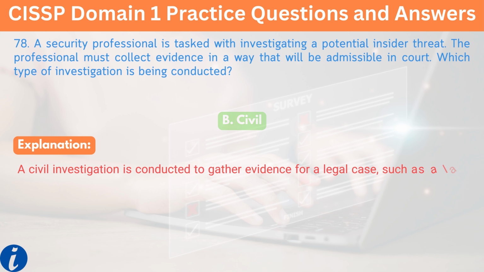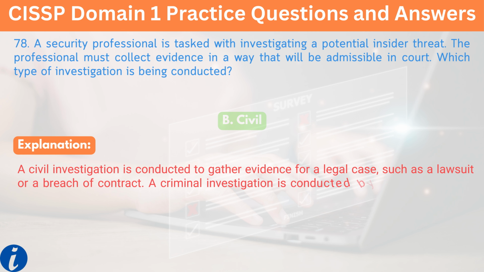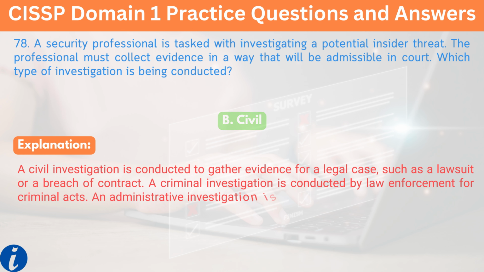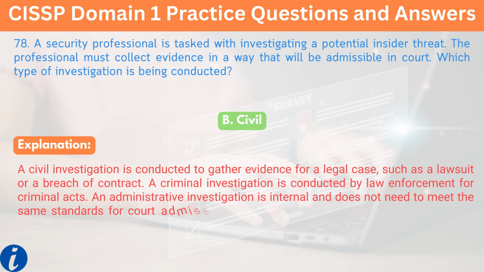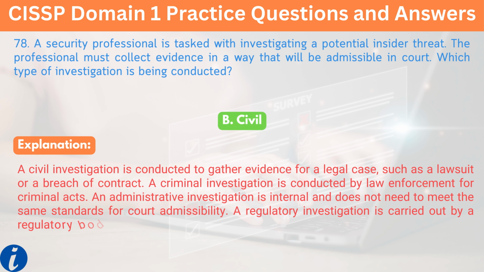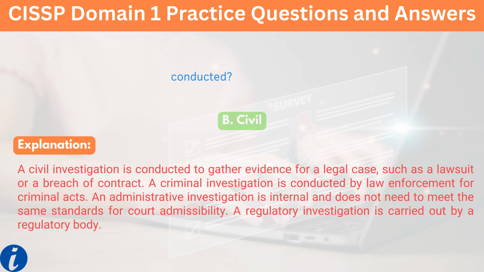Civil. Explanation. A civil investigation is conducted to gather evidence for a legal case, such as a lawsuit or a breach of contract. A criminal investigation is conducted by law enforcement for criminal acts. An administrative investigation is internal and does not need to meet the same standards for court admissibility. A regulatory investigation is carried out by a regulatory body.